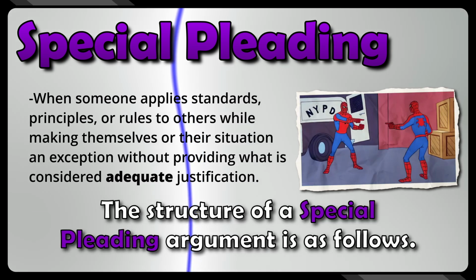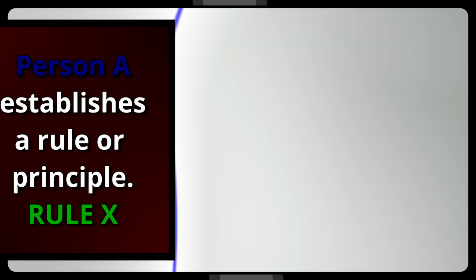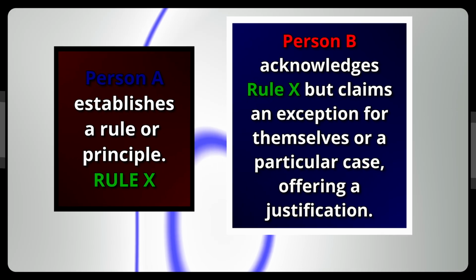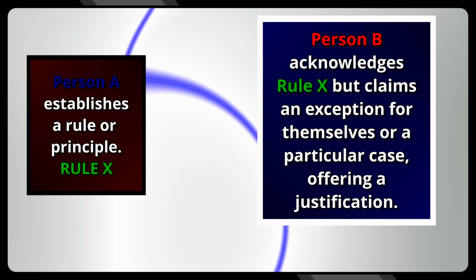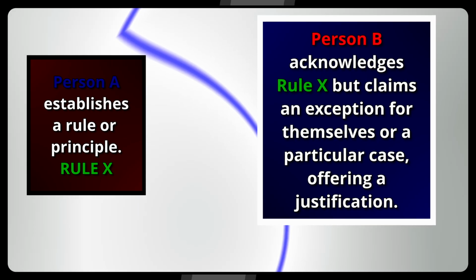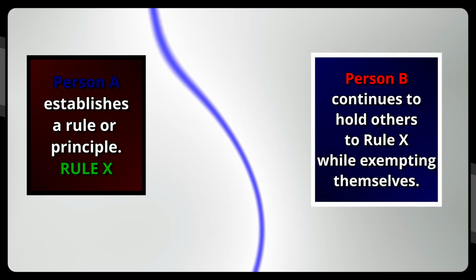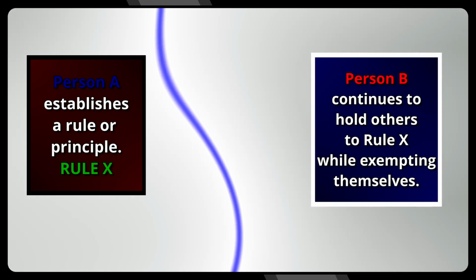The structure of a special pleading argument is as follows. Person A establishes a rule or principle, i.e. Rule X. Person B acknowledges Rule X, but claims an exception for themselves or a particular case, offering a justification. Then, Person B continues to hold others to Rule X while exempting themselves.